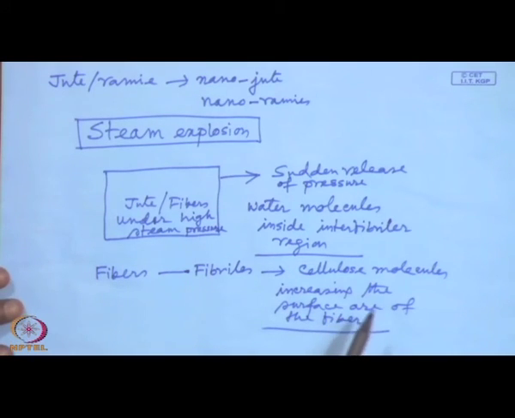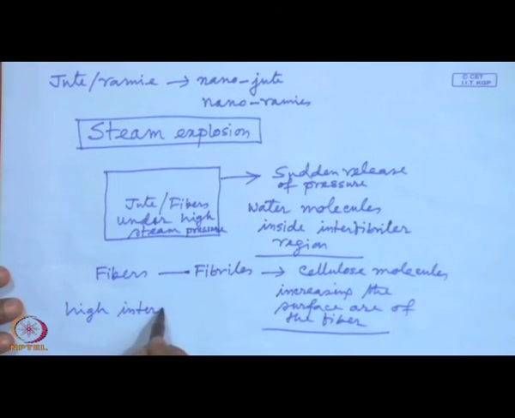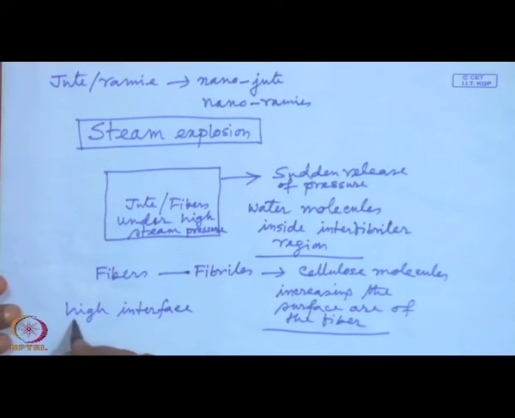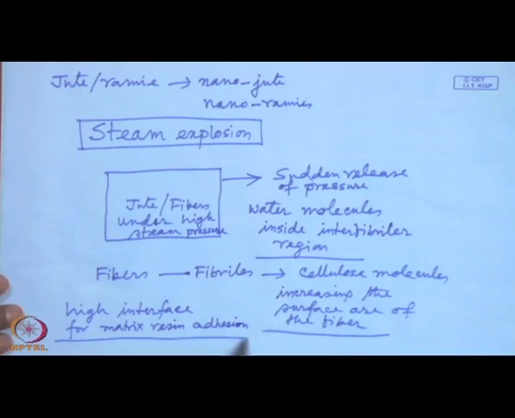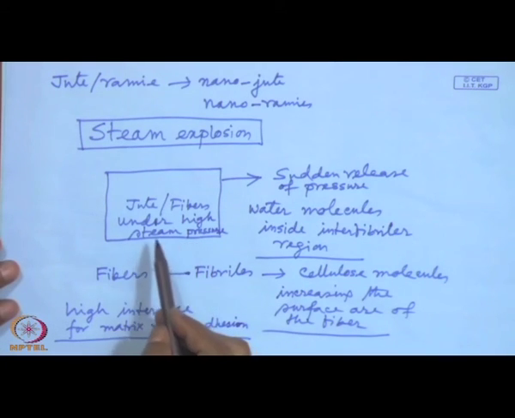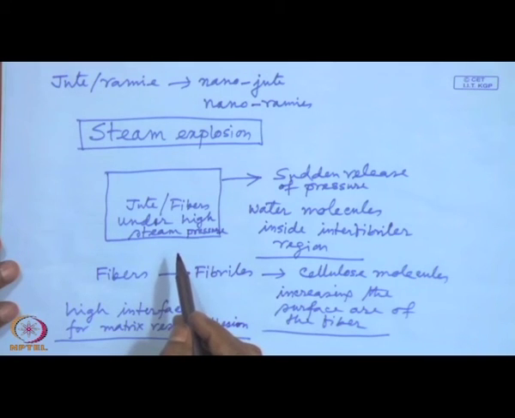Such increased surface area of the fibers through steam explosion can provide high interface for matrix resin adhesion, and that would be the future of such strong green composites using jute fiber or ramie fiber with epoxy resin or some biodegradable resin or some phenol formaldehyde resin. Let us stop here. Thank you.